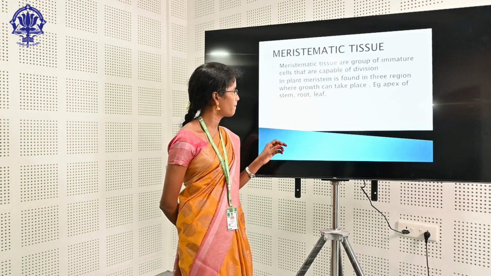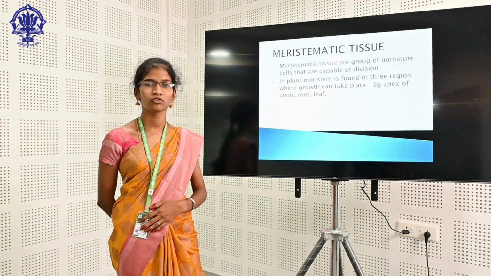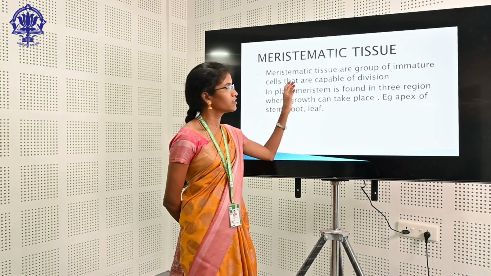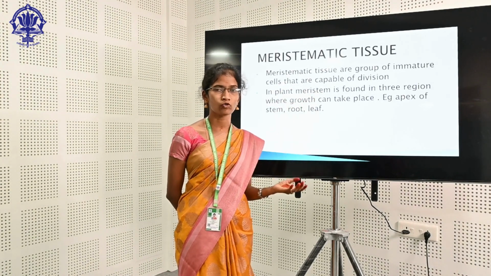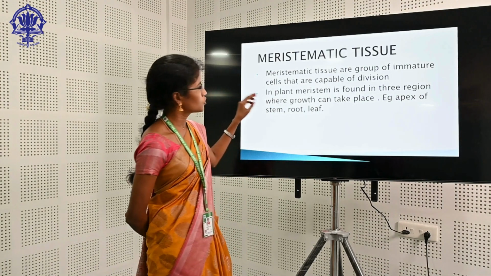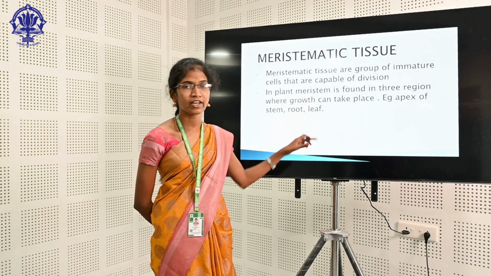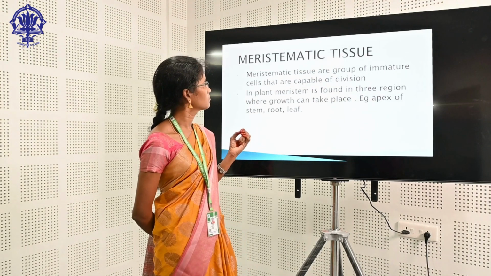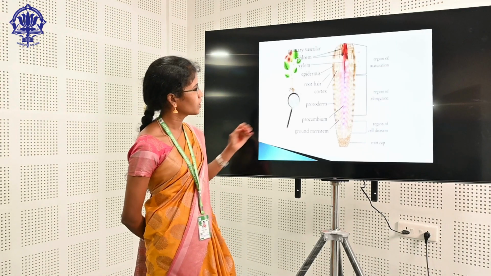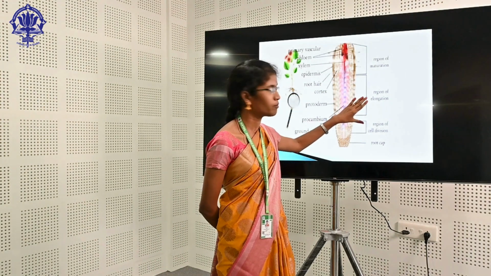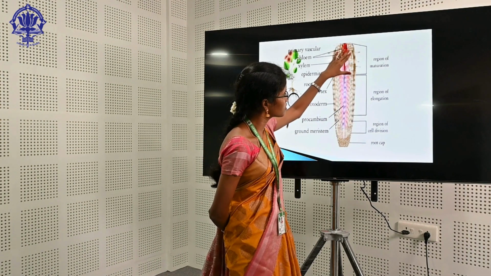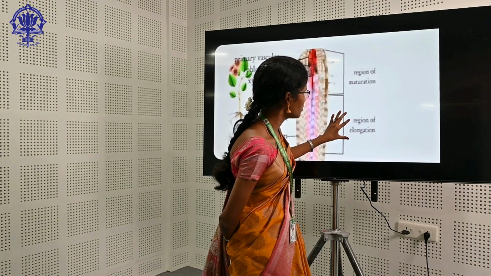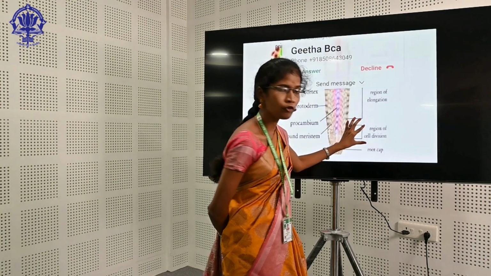Next slide. So what is meristematic tissue? Meristematic tissue is a group of immature cells. These cells can divide into small groups or many groups. We can see these kinds of cells at the apex of the root or stem. Next slide. Here we can see a diagram of meristematic tissue, which has the region of maturation, region of elongation and region of cell division.